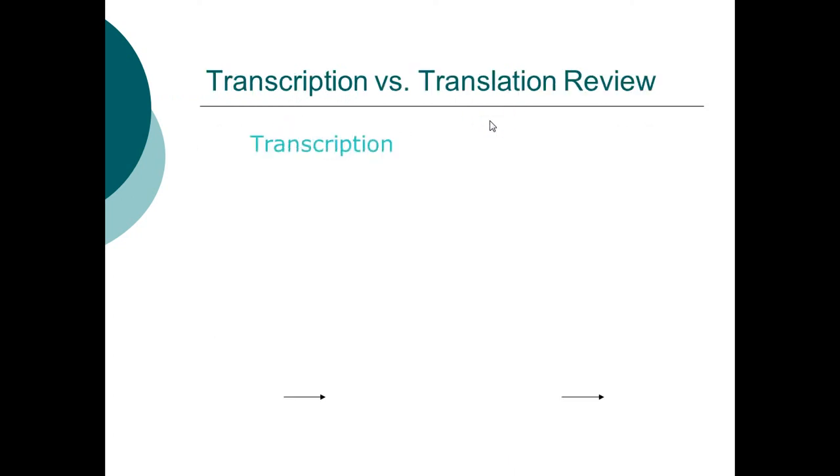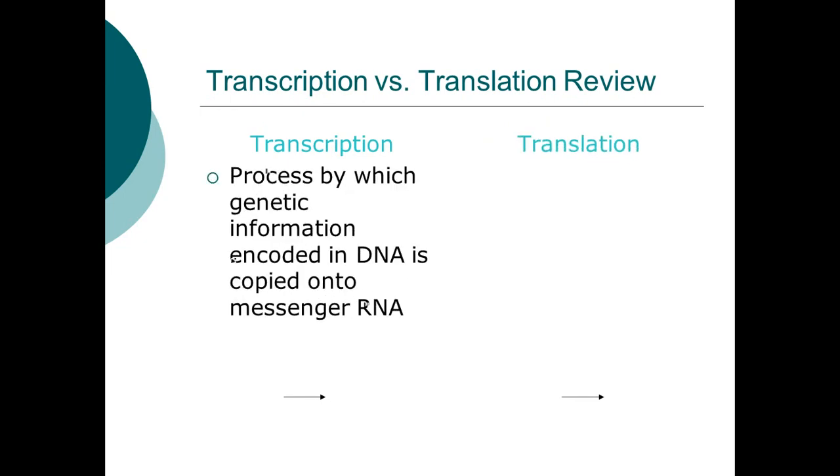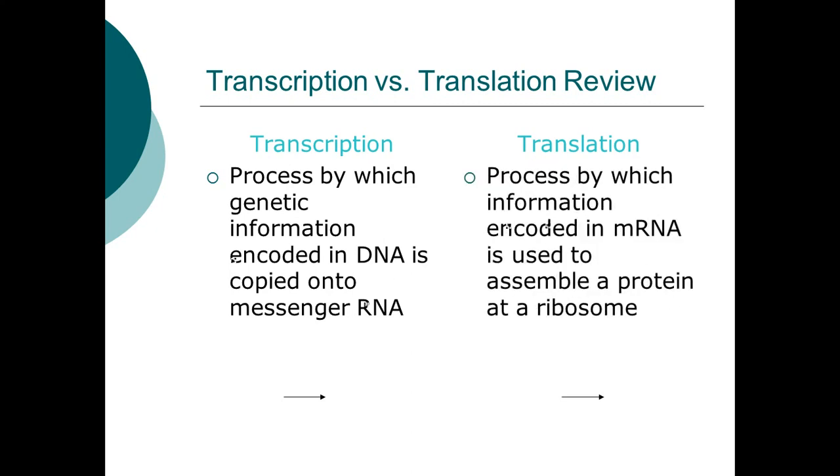A review of transcription versus translation. Transcription. The process by which genetic information encoded in DNA is copied onto messenger RNA. So going from DNA language to RNA language, which is the same language. Translation is the process by which information encoded in mRNA is used to assemble a protein at a ribosome. Translation goes from 2 different languages, the language of bases to the language of amino acids.